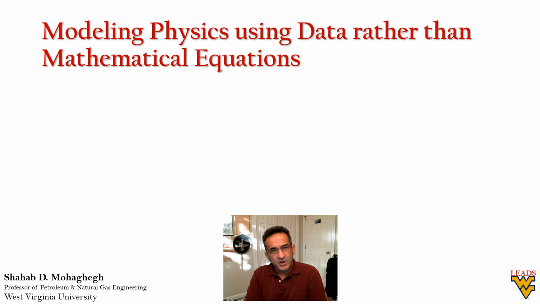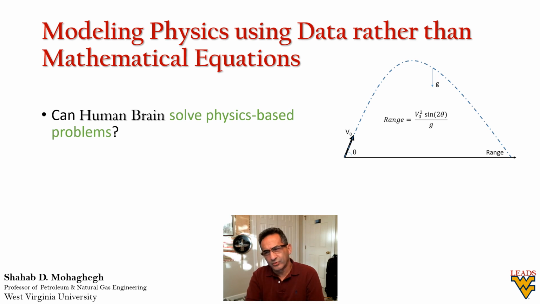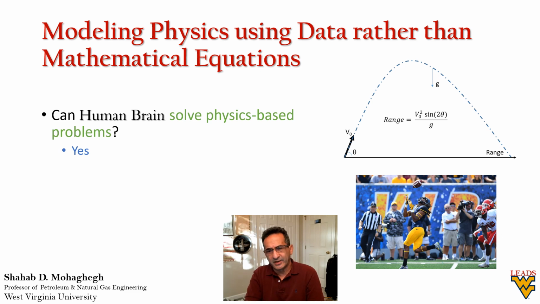So the question is modeling physics using data rather than mathematical equations. So looking at this particular phenomenon, the trajectory, can the human brain solve physics-based problems? I think the answer is quite simple, and yes. As you know, in American football, a lot of balls are thrown and caught, pretty much the same phenomena as you see, identifying the range, and then the person who has to catch it will run and catches it. So that's the human brain solving that problem.